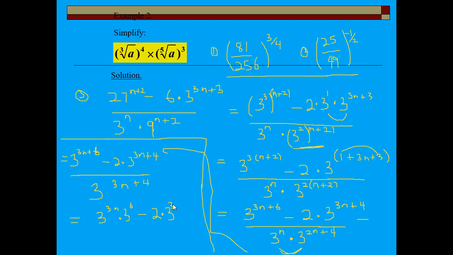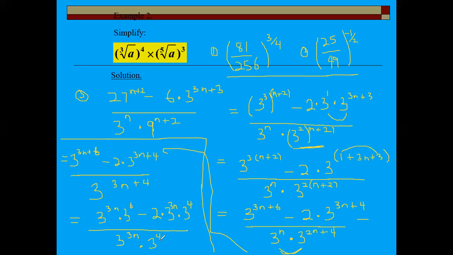So that will be 3n times 3 raised to the power 4, all over 3 raised to the power 3n times 3 raised to the power 4. That's interesting.